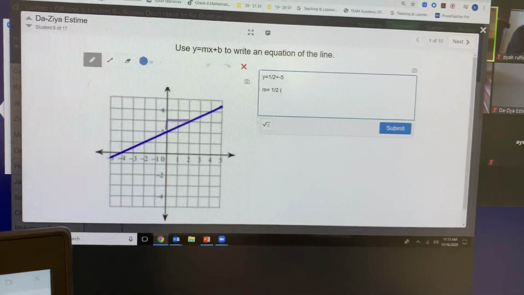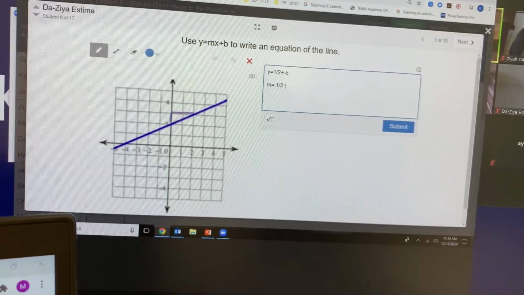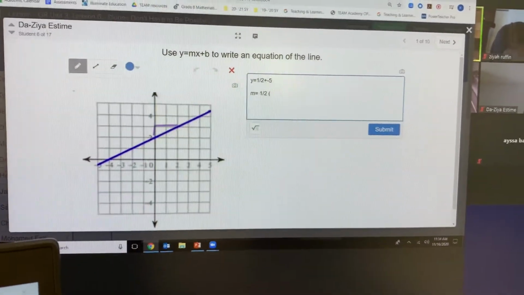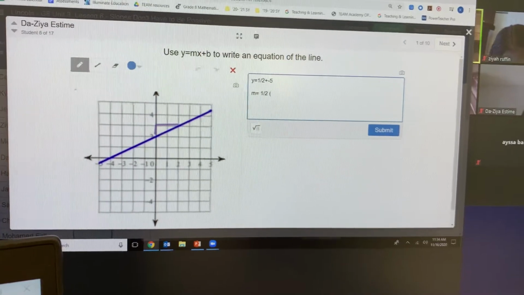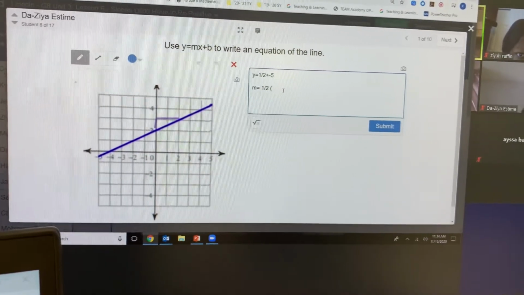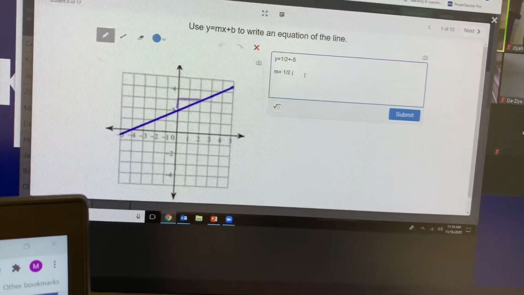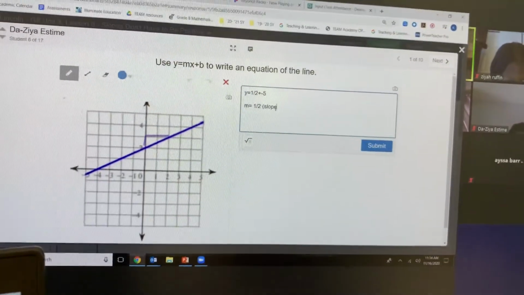Okay, I saw one person put it in the chat. I'm asking someone to come off mute. You know what? Let me cold call someone. Kyra, what does m represent in our equation? M represents the slope. Thank you.